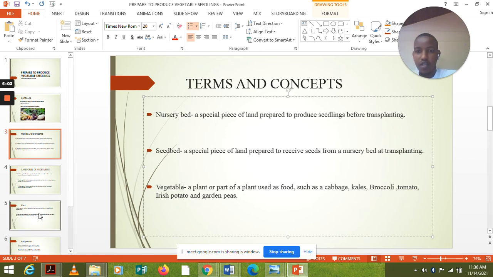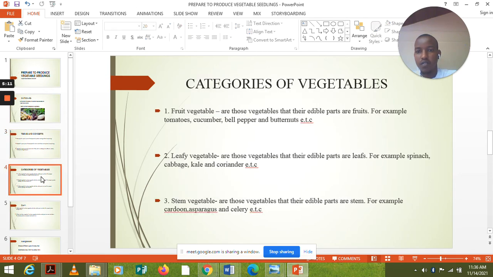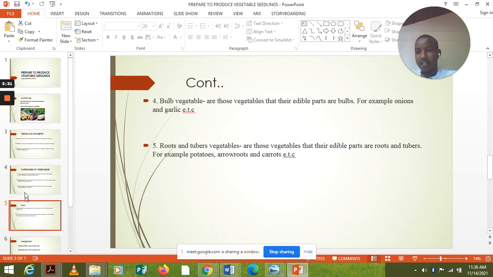So let's continue the definition of terms. Categories of vegetables. How many categories do we have? So we have 5 categories of vegetables. That is 1, fruit vegetables, leafy vegetables, stem vegetables, bulb, and root and tubers vegetables.